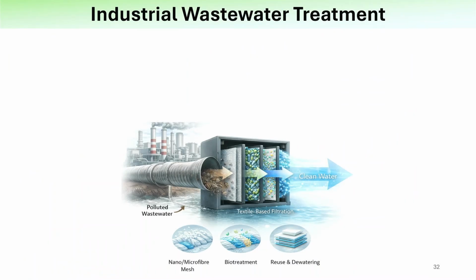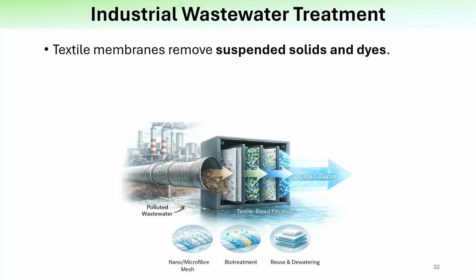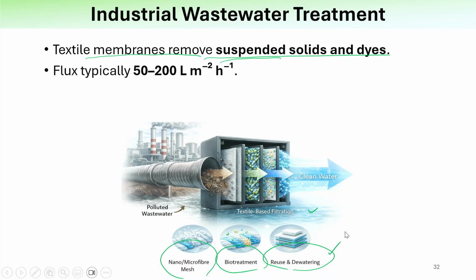And now let us see industrial wastewater treatment. So, textile membranes are used. Initially textile membranes are used to remove the suspended solids and dye. Different types of membranes are used. So, in textile based filtration, we can see a nanofiber mesh is used, and biotreatment is done, and then we do reuse and dewatering. So, we remove the water and then reuse it.